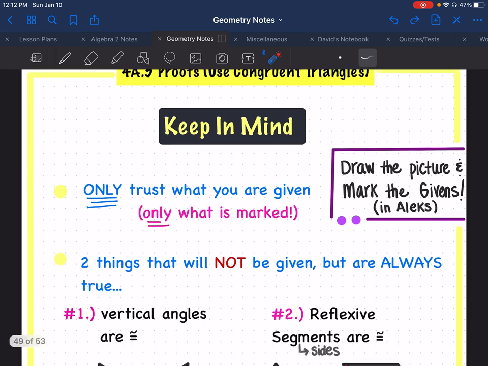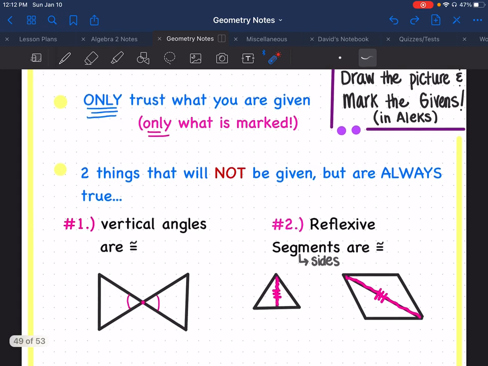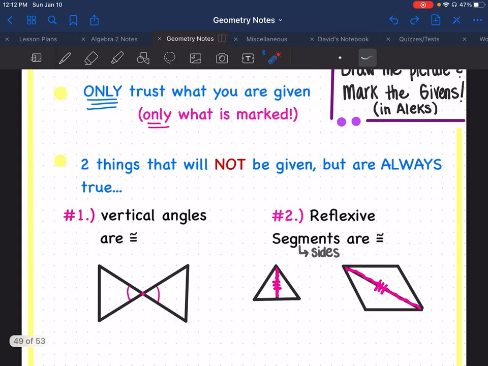There will be 2 things that will not be given to you, but are always true. These are the things that I've been calling the hidden parts. They are your vertical angles, which look like this commonly, and your reflexive segment or your reflexive sides, which look like these. Now, one key feature to tell the difference between them is where the 2 triangles are touching one another. Notice in the vertical angles, they are only touching at one vertex. And notice that in my reflexive side, they are touching at a whole side.